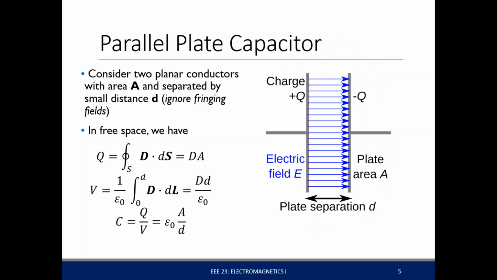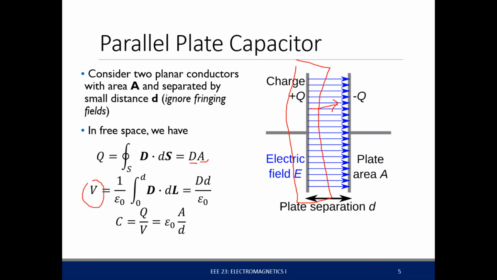If there's free space between them, the total charge Q on one side, how do you compute that? Well, just form a Gaussian surface here. You can get Q, and it's equal to the flux density between the two plates times the area of the plate.